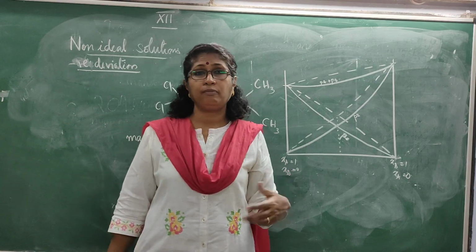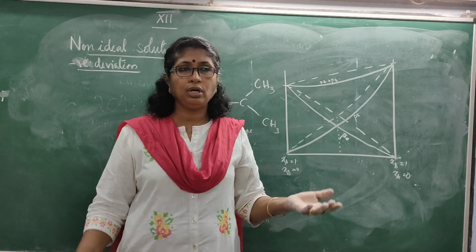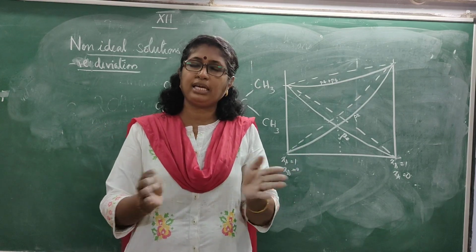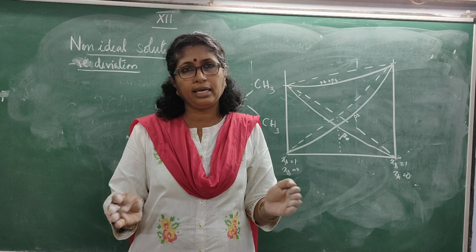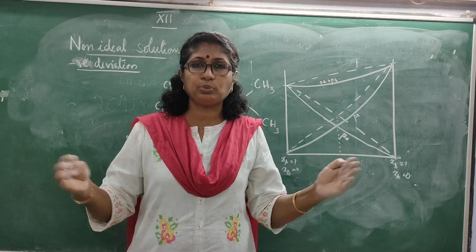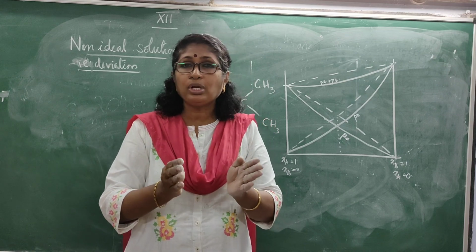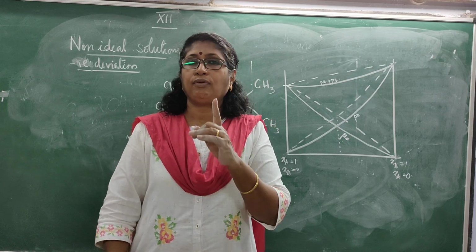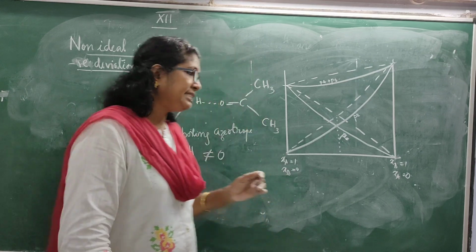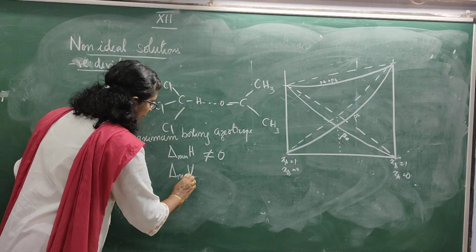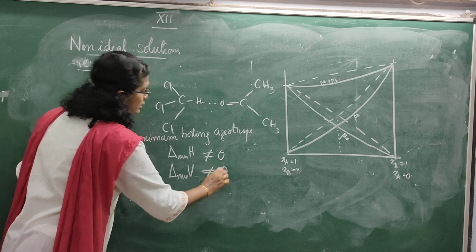What about volume change during mixing? A new interactive force which is stronger is formed. Earlier, because the molecules had weak interactive forces, they were a little far apart. Now when a stronger interactive force came, what did it do? The molecules are coming closer. Since the molecules are coming closer, the volume will decrease. So delta V mixing again will not be equal to 0.